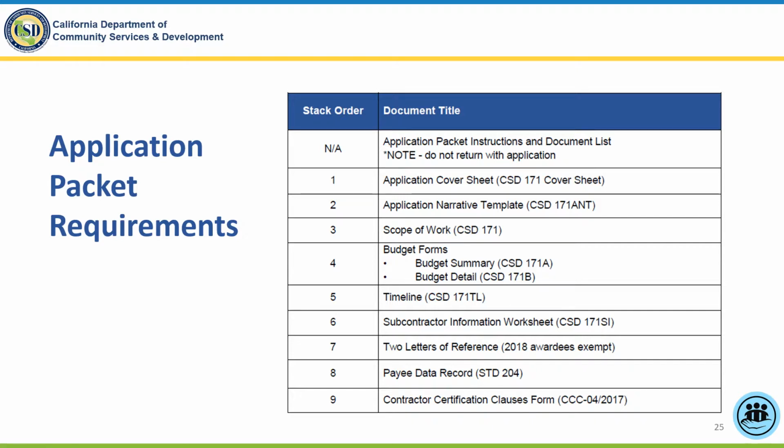The application packet requirements, shown on this slide and also on page 18 of the NOFA, serves as a checklist for applicants. Please be sure your application includes all elements listed on this form and stacked in the order shown. Your application packet must include the application cover sheet, the application narrative template, your scope of work, all budget forms, including the budget summary and the budget detail, your timeline, your subcontractor information worksheet, 2 letters of reference, the payee data record, and the contractor certification clauses form.